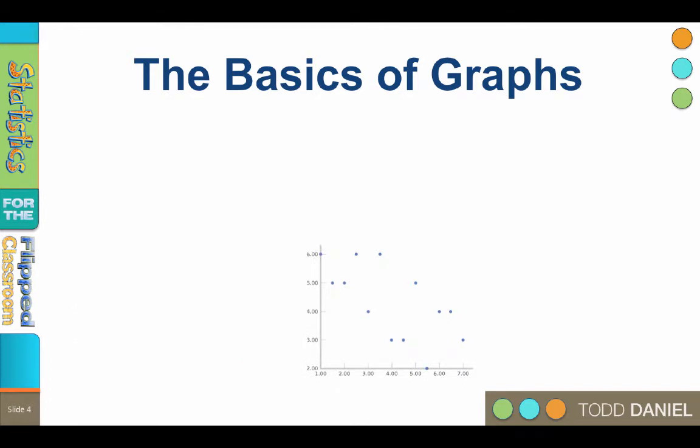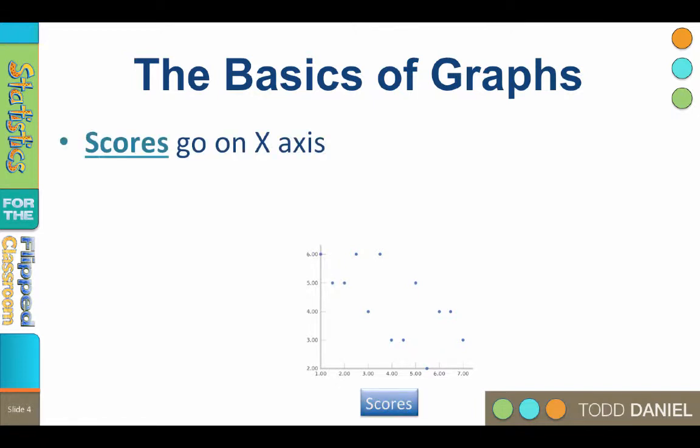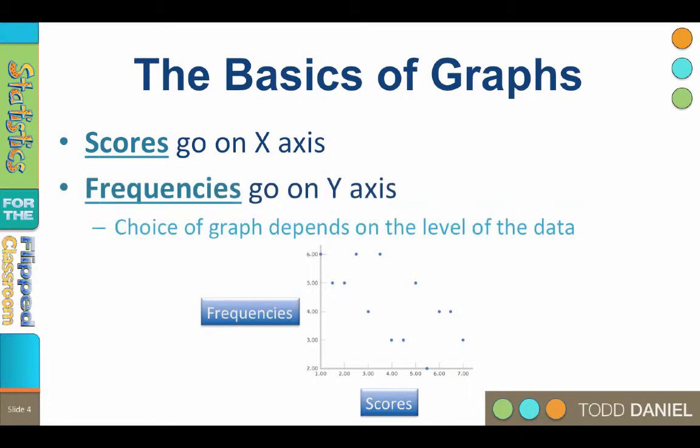Regardless of whether we are creating a bar graph, histogram, or line graph, we will follow this convention. Scores will go on the x-axis. Frequency will go on the y-axis. The specific type of graph that we will choose depends upon whether the data that we are plotting are nominal, ordinal, interval, or ratio level.